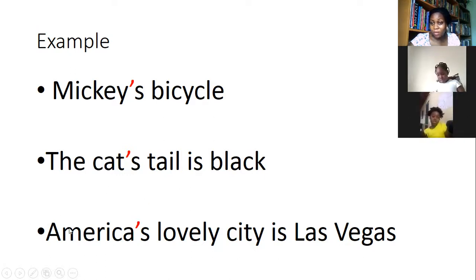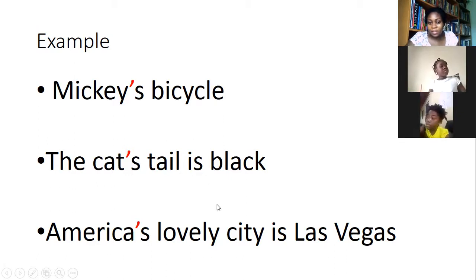Things like what? Animals, objects, and then places. Is that okay? And then you use what? My, your, his, her, their, for human beings. Dioli, is that okay? So its lovely city is Las Vegas. You can't say his lovely city is Las Vegas or her lovely city. If you say her lovely city is Las Vegas, then you're referring to somebody.